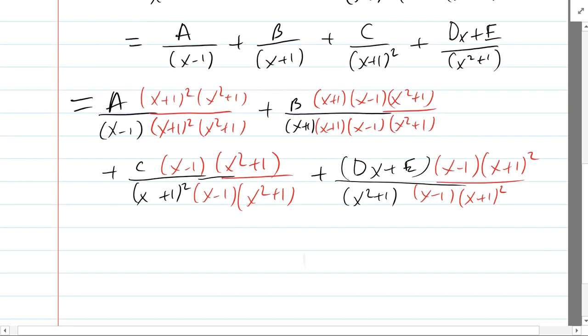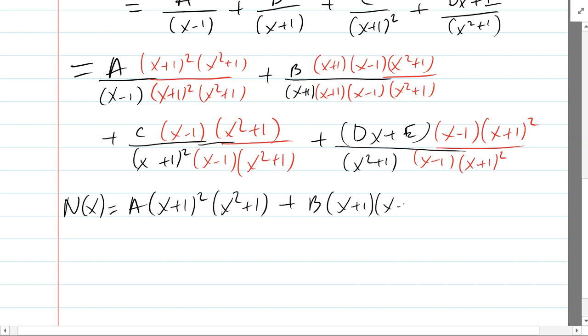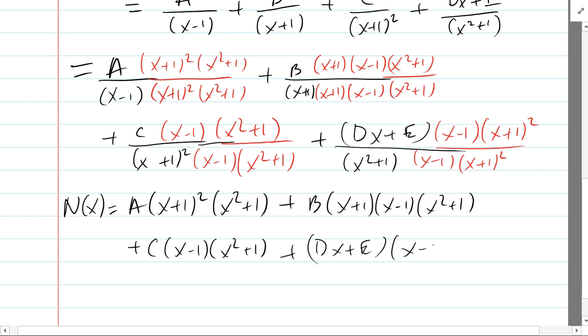Which means that the numerator of the original is equal to a times x plus 1 squared times x squared plus 1, plus b times x plus 1 times x minus 1 times x squared plus 1, plus c times x minus 1 times x squared plus 1, plus dx plus e times x minus 1 times x plus 1 squared. And guess what you do now?